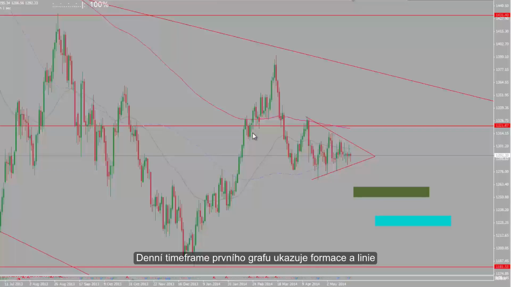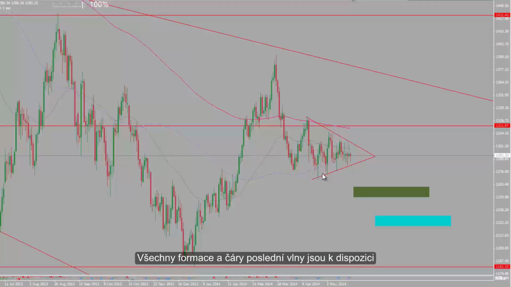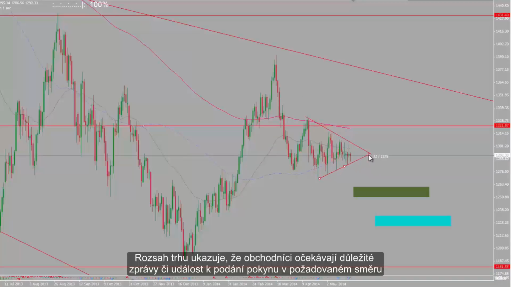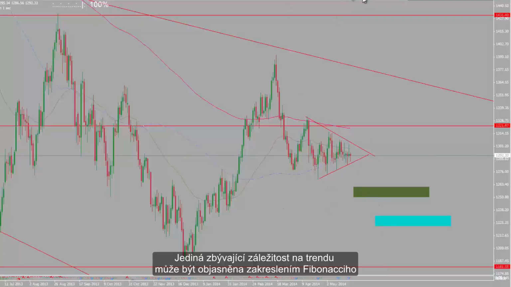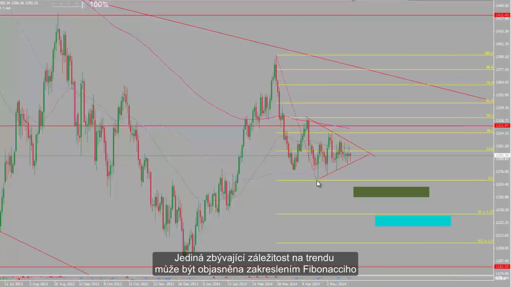The daily time frame of the first chart shows the depicted patterns and lines. All patterns and lines of the latest wave are available. A triangle pattern is more obvious on this time frame. The range market shows that traders are expecting a key news or an event to place an order on a desired direction. The only remaining matter on this trend can be specified by drawing a Fibonacci on it.